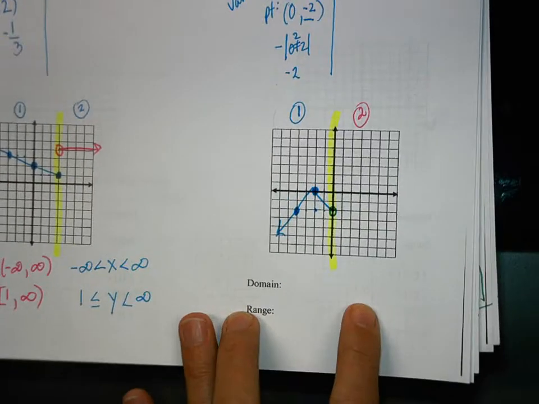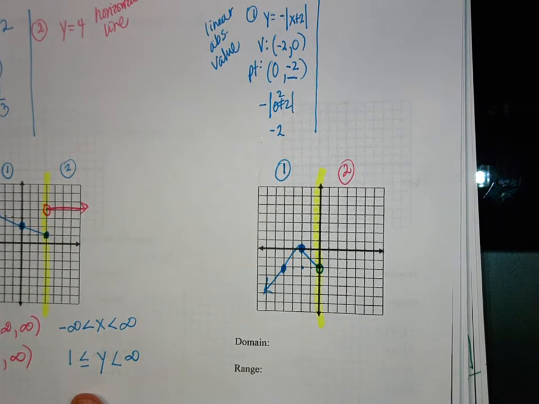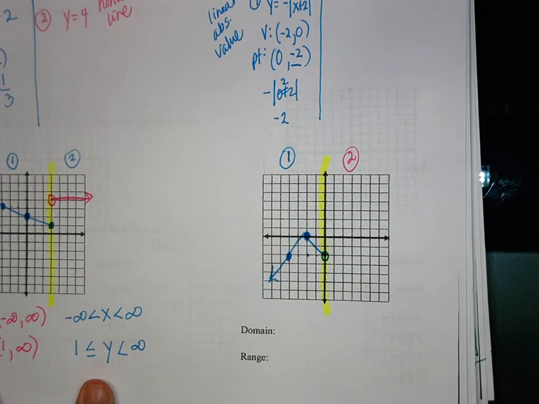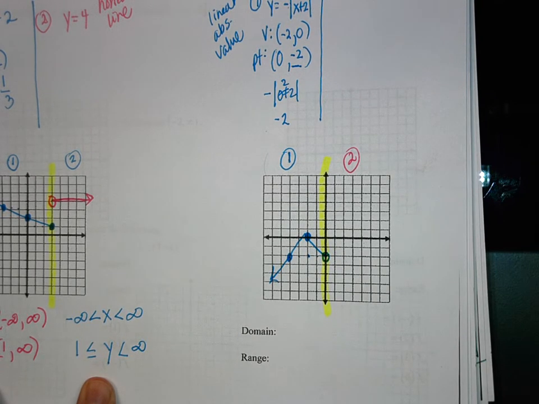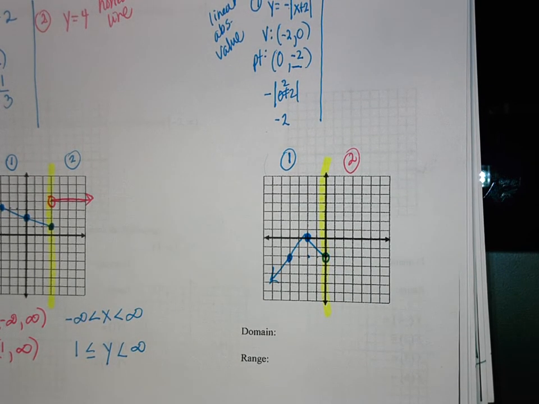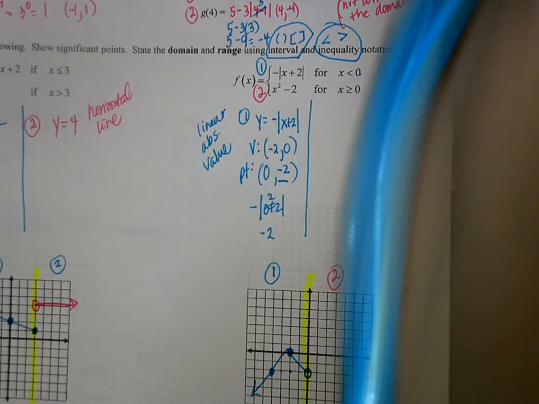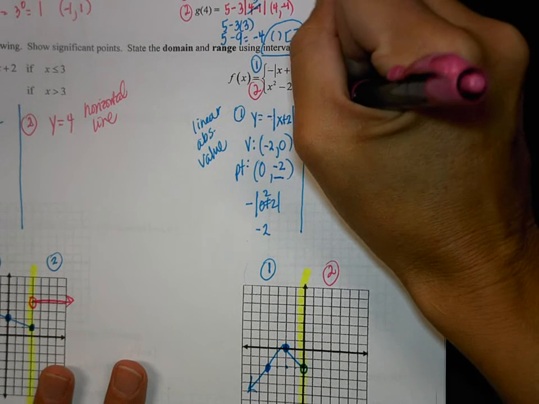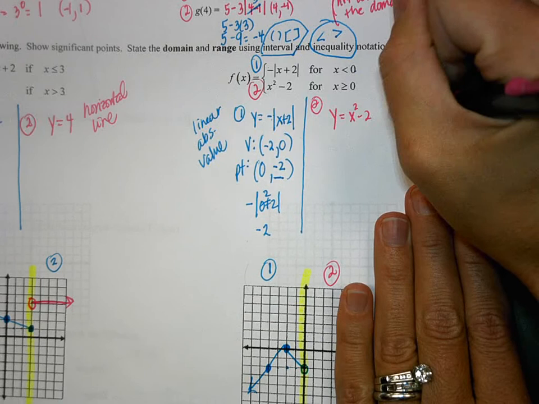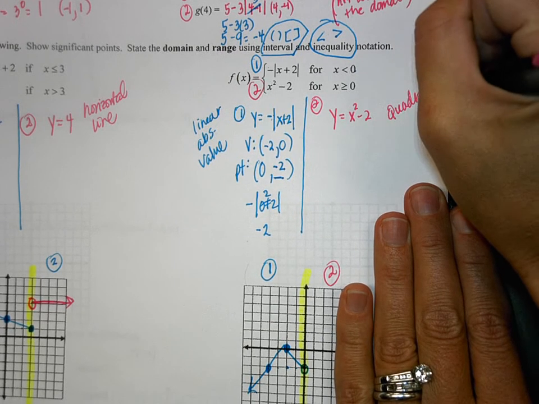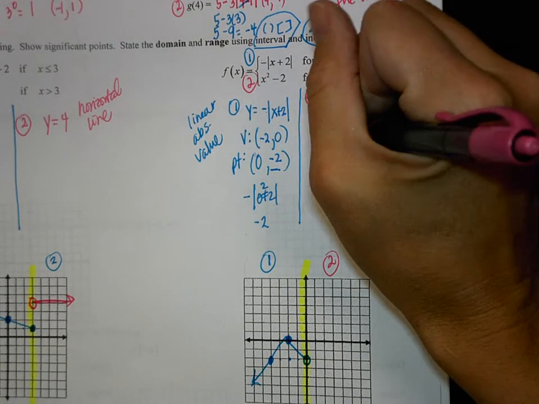Do we have questions? Are we okay? You guys ready for the next one? Okay. So second equation. What type of graph is this going to make? Good, it's quadratic or parabola. So that means I have a vertex. What is my vertex?